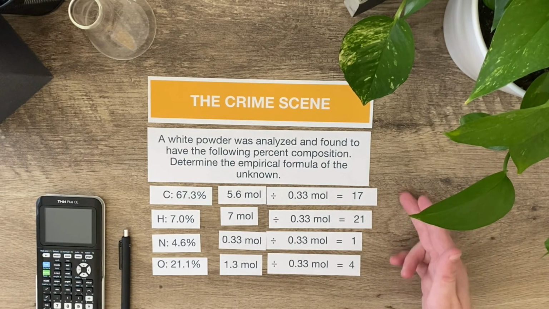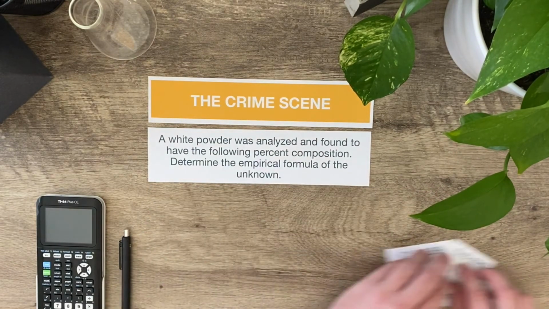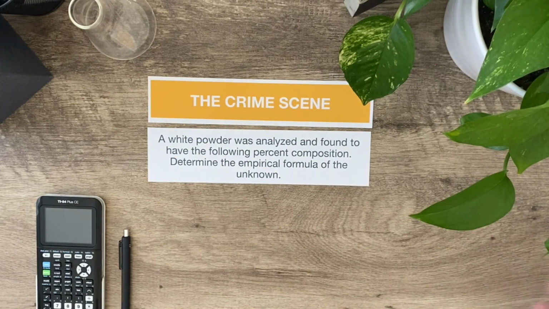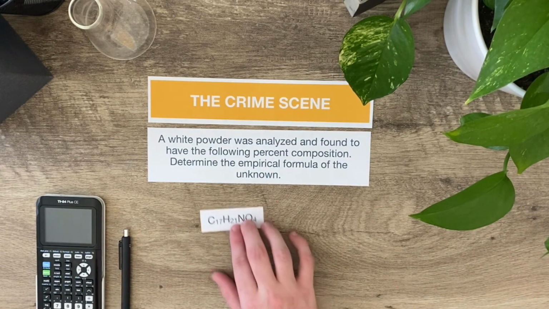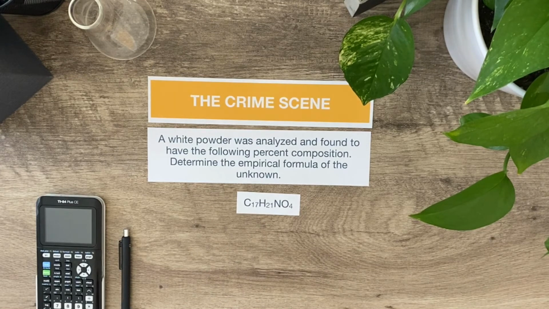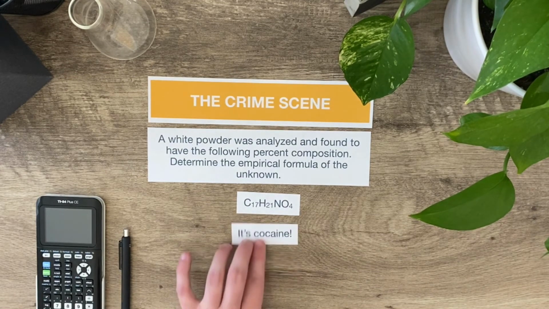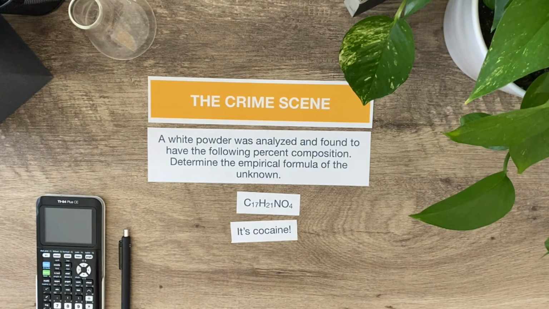Now that means if I take this and convert it to a formula, then I would get that the formula for this compound is C17H21NO4. Now, what is C17H21NO4? Well, you might have already guessed it. It's cocaine. So in this case, at my crime scene, I found cocaine.